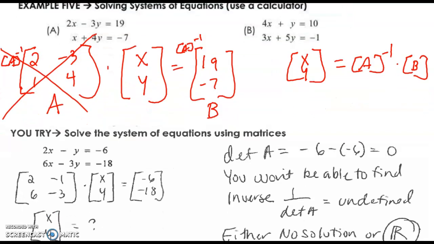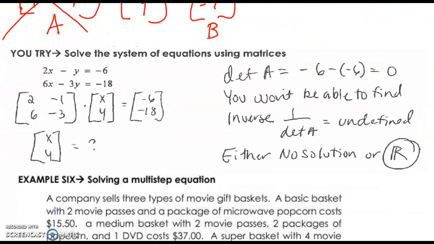We're going to skip b, but I want you to take a look at the u-try. So when you go ahead and put these matrices in, this will be your a, and that's your b. And you do a inverse times b, you're going to get an error because the determinant of a is -6, and then minus -6, which is +6, makes it 0. And 0 times anything is just 0. So here, I wrote that over here. You can't find the inverse because it's undefined. So it's either no solution or all real numbers.